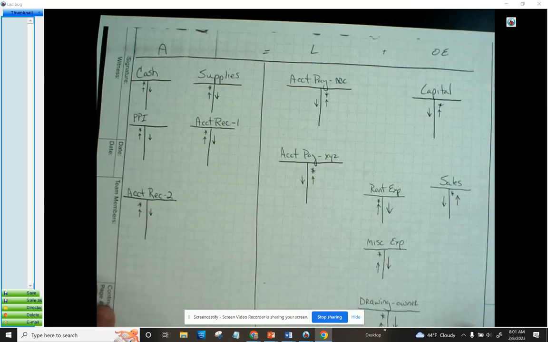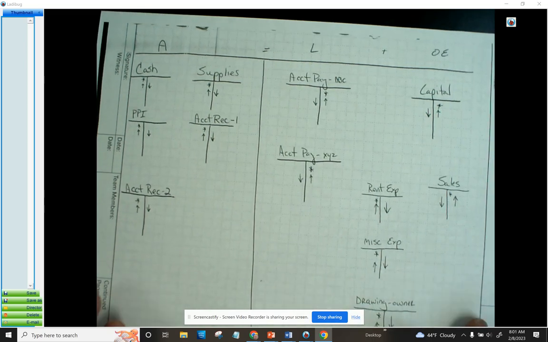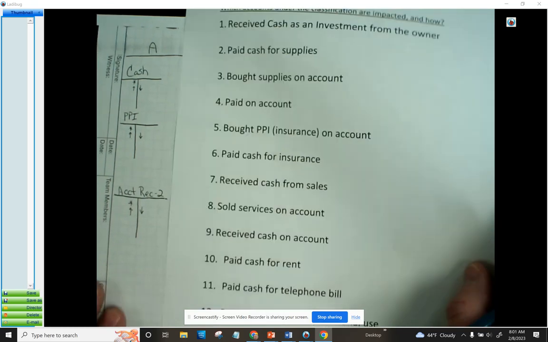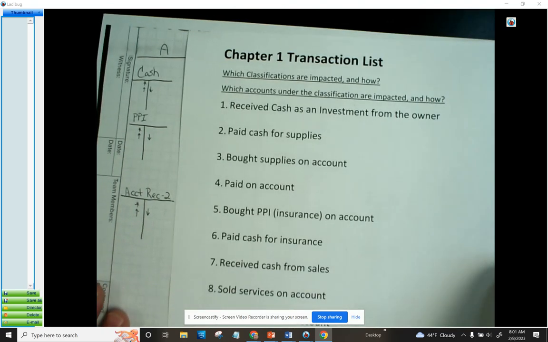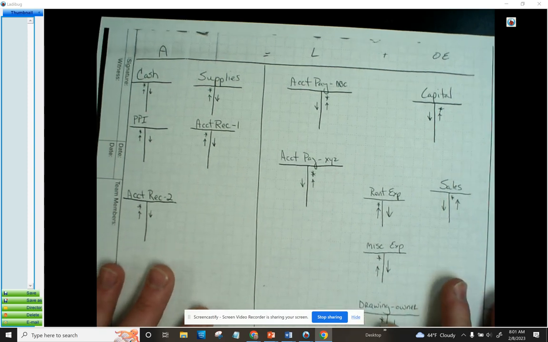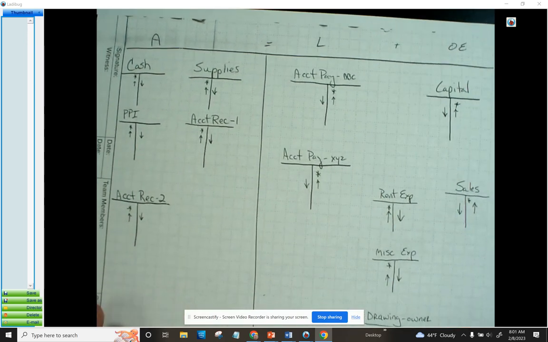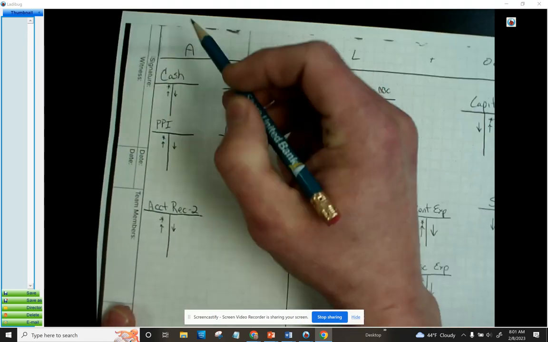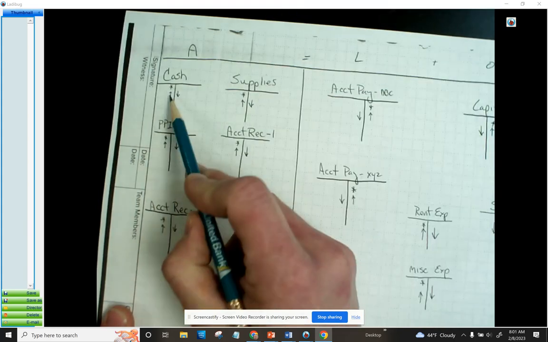Okay, this is a review of the Chapter 2 transactions. We're going to be going over these 12 transactions that we learned in Chapter 1 and marking those on these T accounts. So before we get started, it's important to understand that the normal balance of all assets is on the left side of a T account.